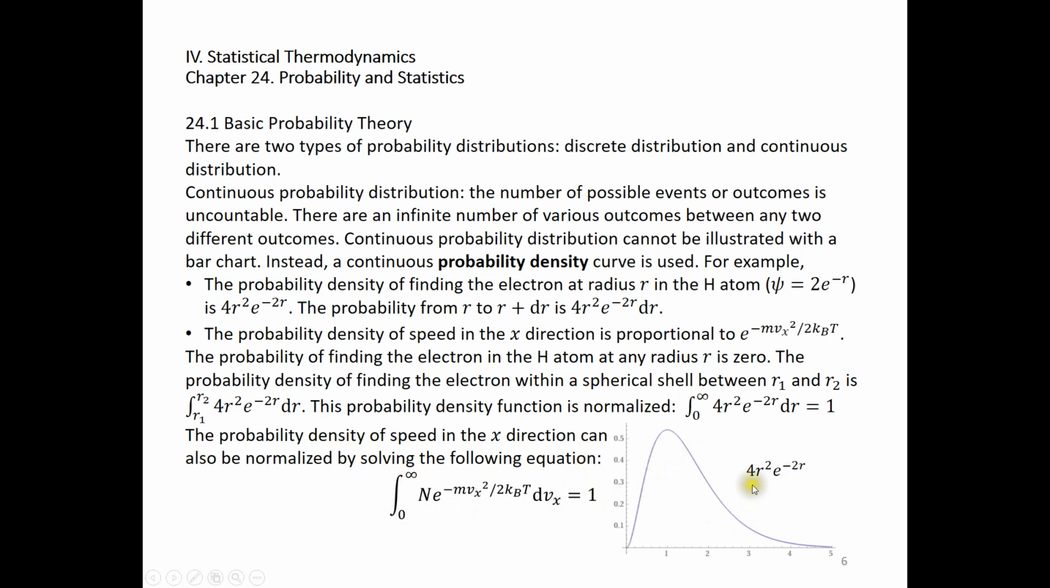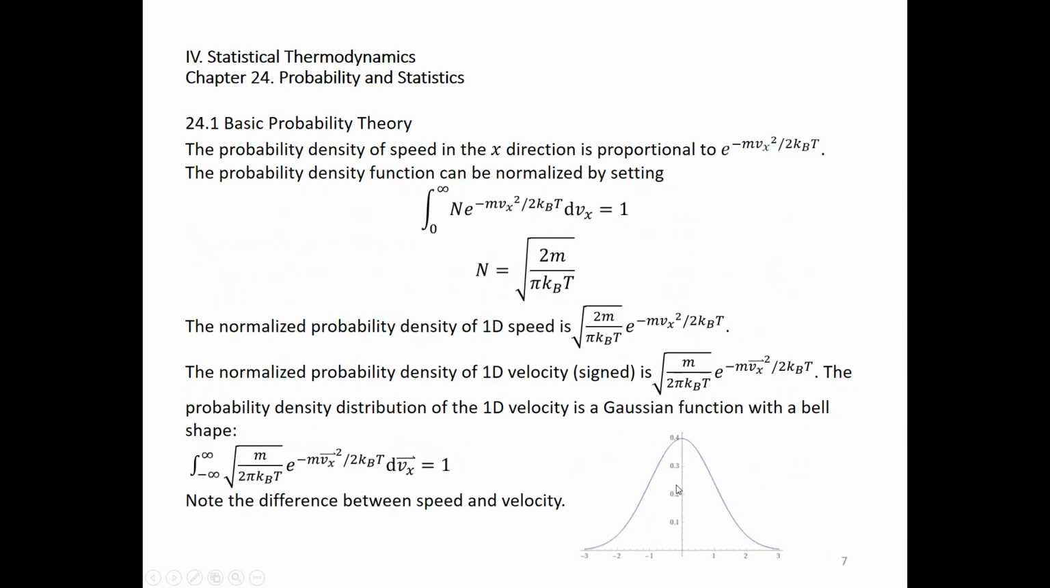Alright, over here is just a graph of this probability density. Alright, for the electron in the hydrogen atom, it looks like this. The probability density of speed in the x direction is proportional to this, and we can normalize it. We just need to set it to 1. If you know how to integrate this function, you will see N is the square root of 2m over pi kBT. We do this kind of derivation in chemical kinetics. The normalized probability density is just this, the normalization factor times the exponential function of negative kinetic energy over kBT.